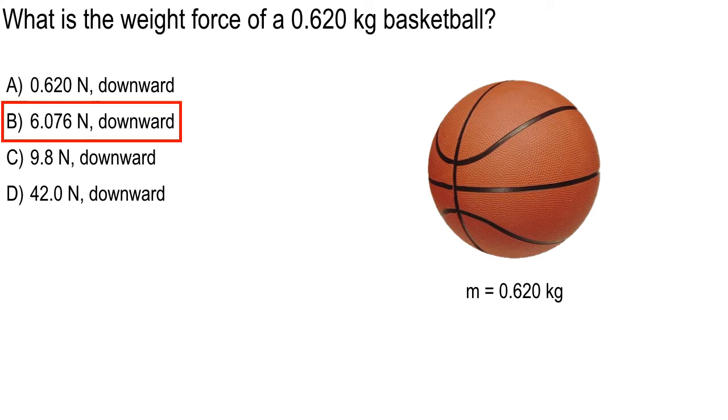6.076 newtons downward. Now, when you're calculating with this, instead of the word downward, you'll replace it with negative 6.076 newtons, when you get to it. All right, now, next question.